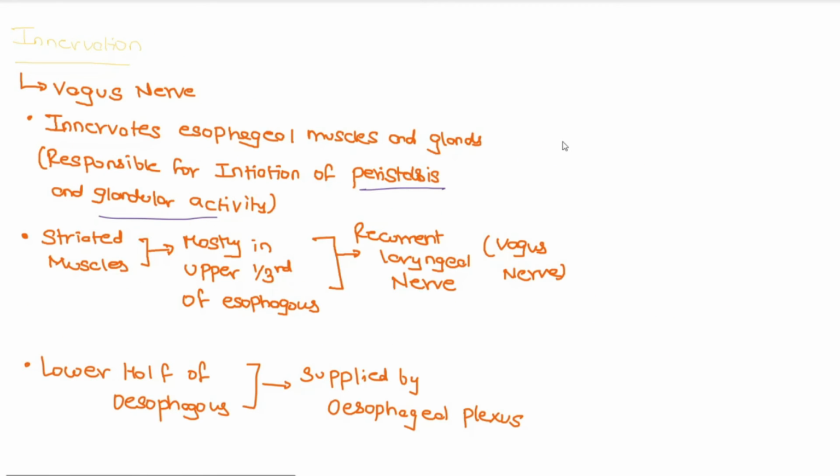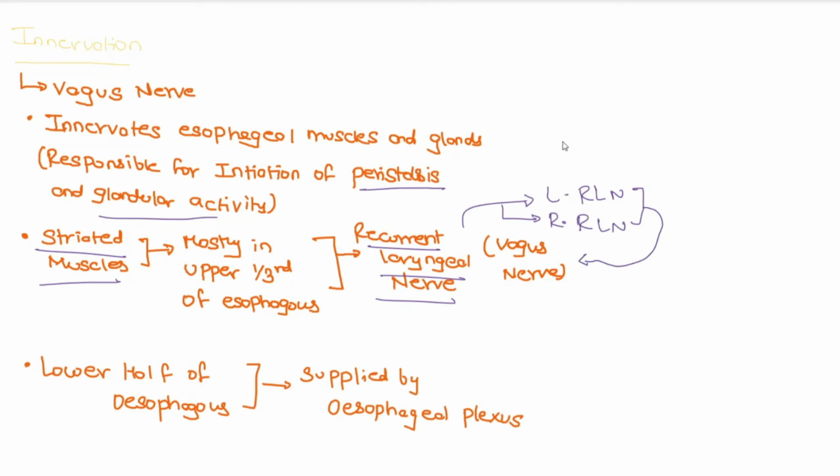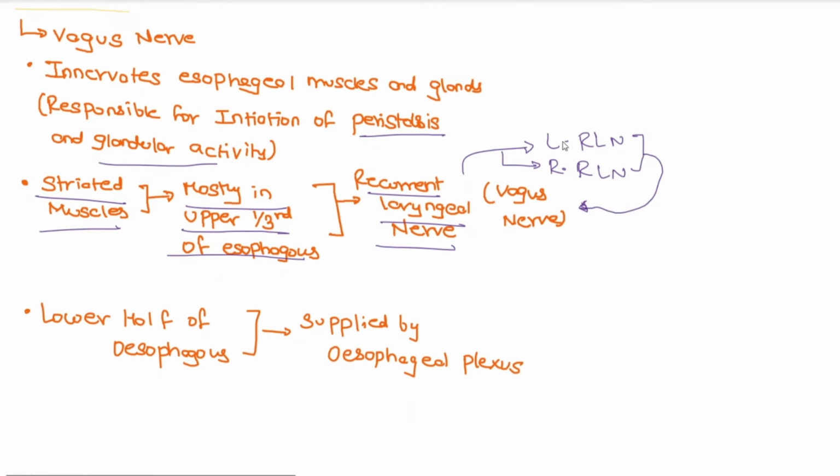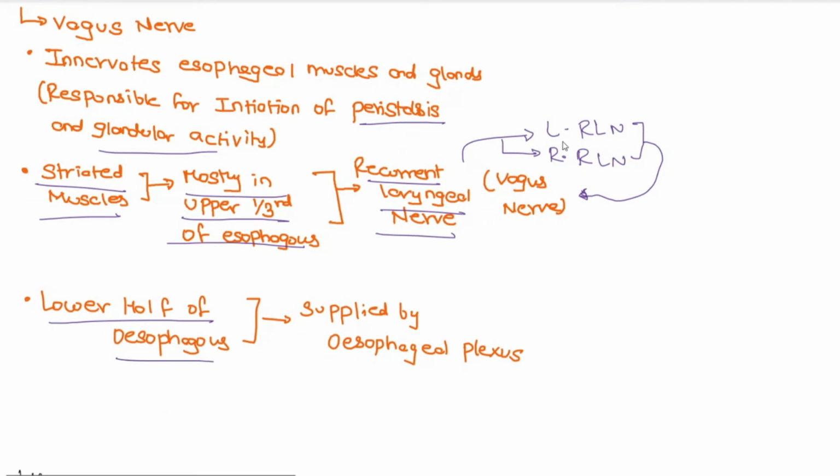Now, apart from it, the striated muscles which are present in the muscular layer are supplied by the recurrent laryngeal nerve. That is, on both sides we have the left recurrent laryngeal nerve as well as the right recurrent laryngeal nerve, and both of them are branches of the vagus nerve itself. And it is mostly present in the upper one third of the esophagus, and the lower half of the esophagus is supplied by the esophageal plexus.